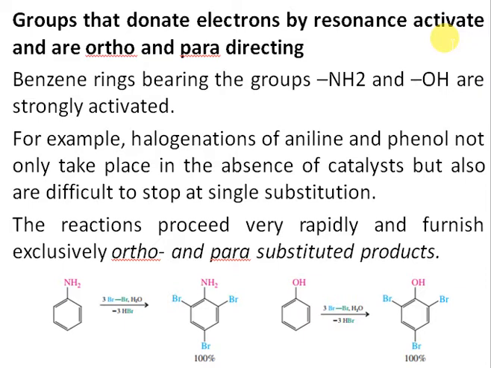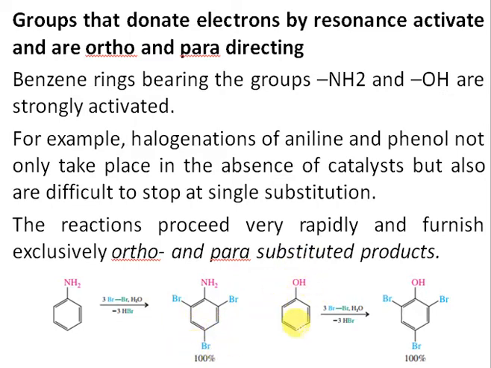Just for your understanding, if we have phenol or an aniline group, then when we carry out the electrophilic substitution reaction, we don't even need a catalyst. These reactions are very rapid, and they do not stop at single substitution. For example, if we have an aniline and carry out bromination, we are not using any catalyst, and we don't get the monobromo product; instead we get the tribromo product. So we have substituted all three positions, ortho as well as para, and the yield is 100%.